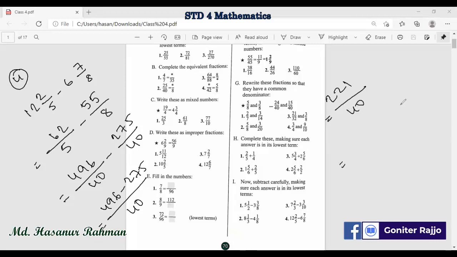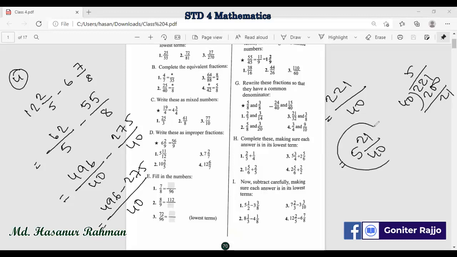We'll get 221 by 40. Now we have to convert this improper fraction to mixed. So how can we convert? 5 40s are 200. So 21 will be the remainder. So we can say 5 whole 21 by 40 will be the answer.